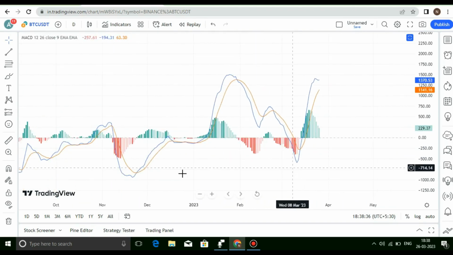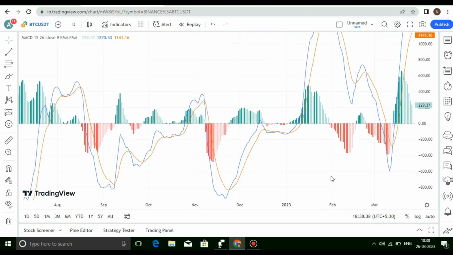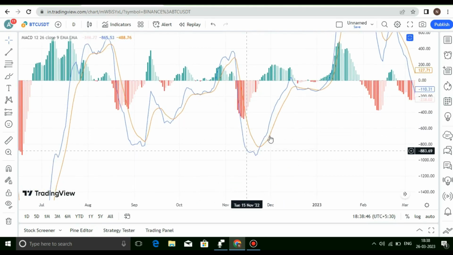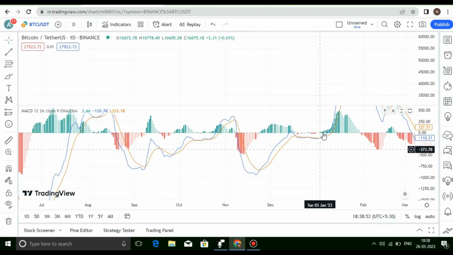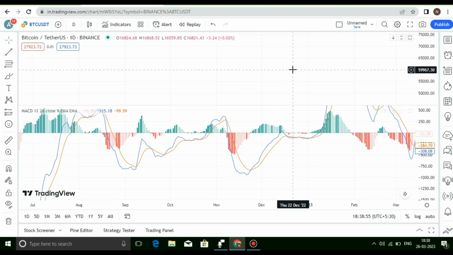Look here, the crossover has happened from the downward side. The fast moving average has crossed the slow moving average from the downward side. You can see it over here, the blue line has crossed the orange line from the downward side. And let's see in the actual graph of Bitcoin what happened.